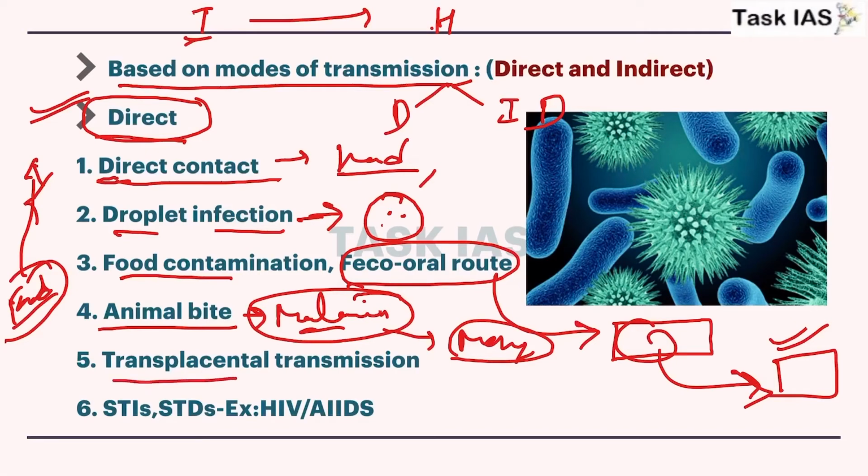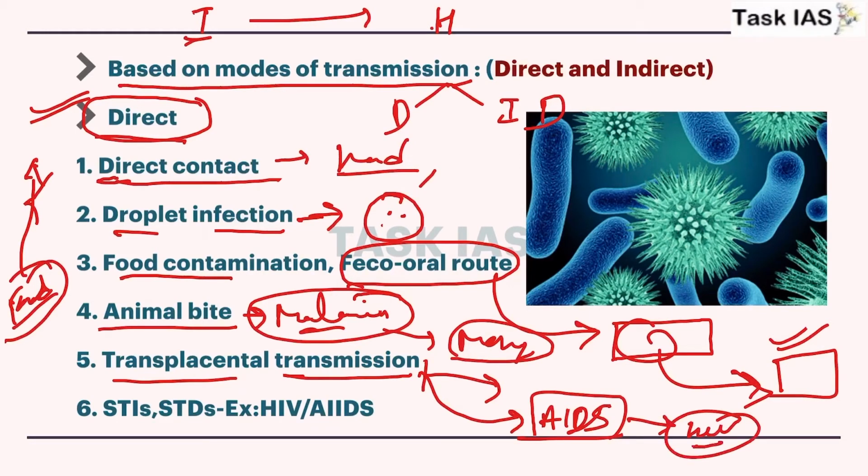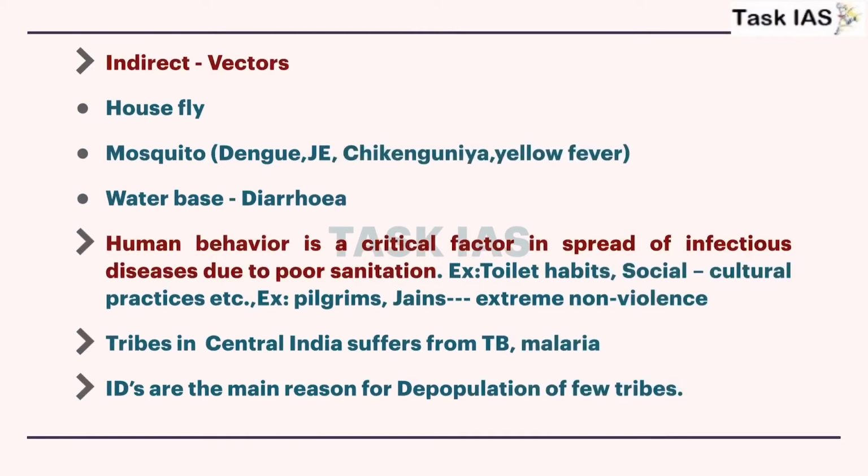Now transplantation transmission, during childbirth also through placenta these carriers can transfer. Similarly, if transplant of any organ is happening from an infected to a healthy individual, this virus can be transplanted. You can consider here the example of AIDS, in which the HIV virus can be transferred during transplantation. So the next example is HIV AIDS because they are sexually transmitted diseases. So we have discussed here the direct mode. Now next is indirect mode.